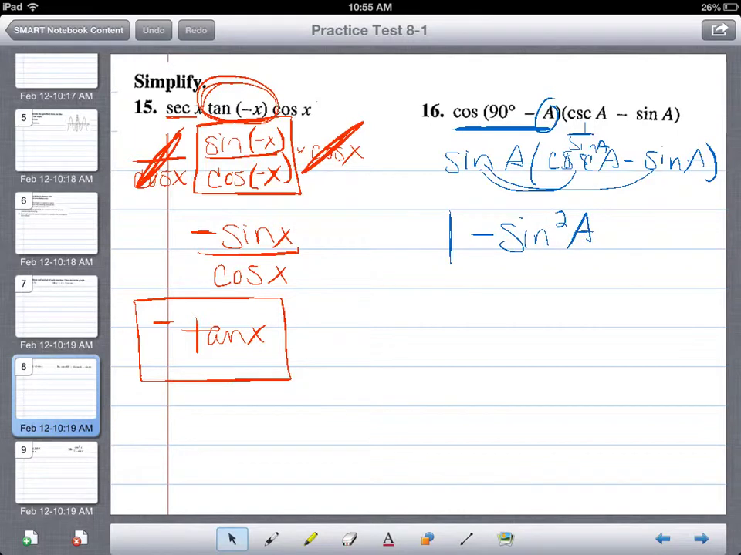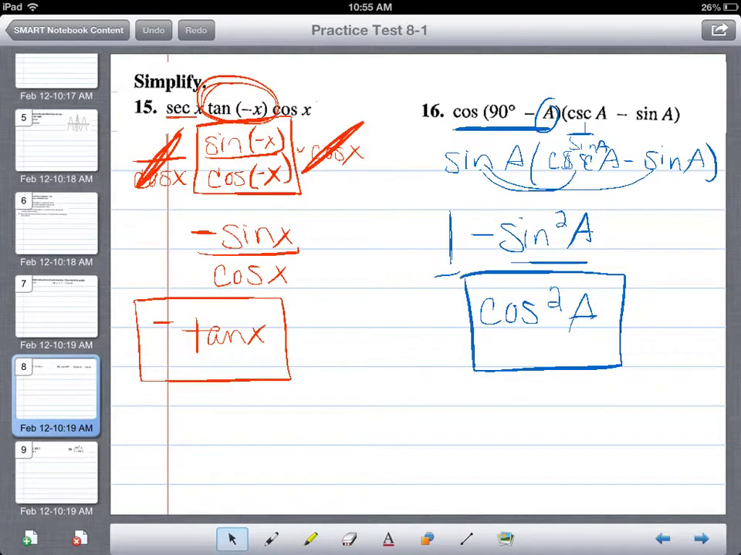Well, we've got two terms, one function, yes, but we have two different terms here. I can simplify this further. I hope you recognize that that is the same as the Pythagorean identity, and I can rewrite it as cosine squared A. Now I'm down to one term, one function.